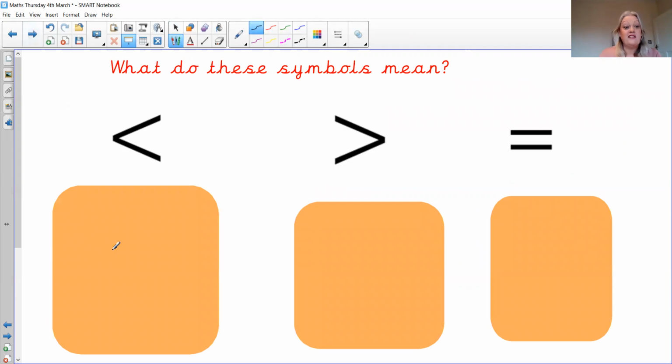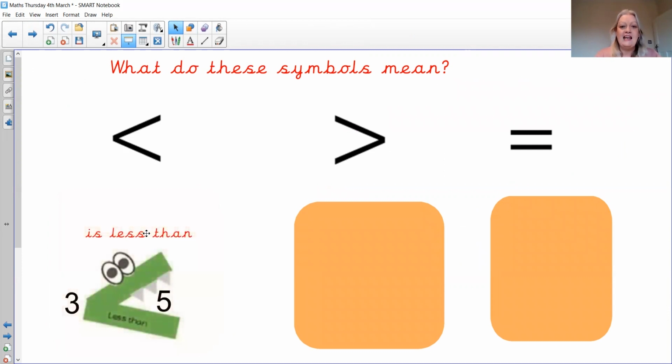Should we have a look at the first one? Let's see if this works again now. See if my technical hitch has stopped. So this first symbol, what does that mean? It means is less than. It's a way of not having to write is less than each time. And do you remember our hungry crocodile likes to eat the bigger number. So the bigger number is always munched up by the crocodile's mouth. This symbol is the same as a crocodile. It means less than.